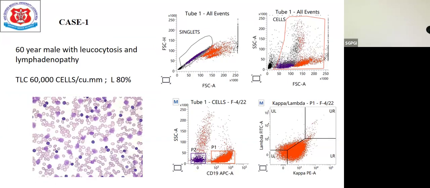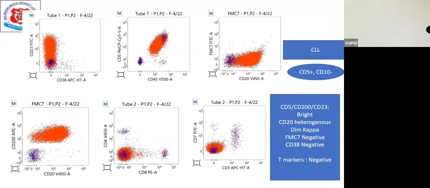Okay. Now you have gated the singlets. On the SSC versus FSC, most of the cells are lying in the lymphocytic region. We have gated the CD19 positive cells here, and this is the kappa and lambda tube. So you can make out we are getting a very dim expression of kappa here. Bright expression you would have got somewhere here. So this population is coming here, some cells are negative, some are dim positive for kappa. Let's see the other markers.